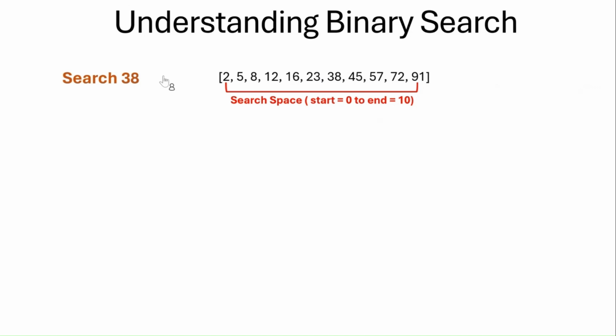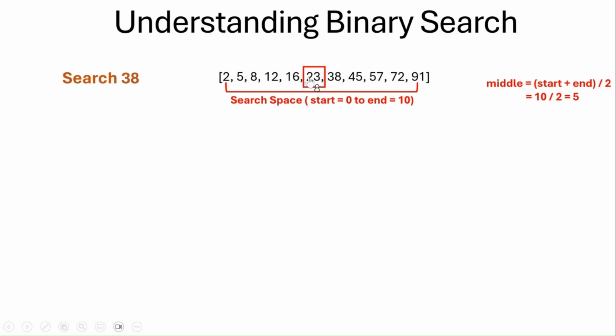But the binary search algorithm uses the fact that the input data is already sorted. So how can we reduce this search space? The binary search algorithm finds the middle element. The middle index is calculated as start plus end divided by 2, which is 10 by 2, equal to 5. Once we find the middle element, which is 23, we check whether the number we are trying to search is greater than or less than the middle.